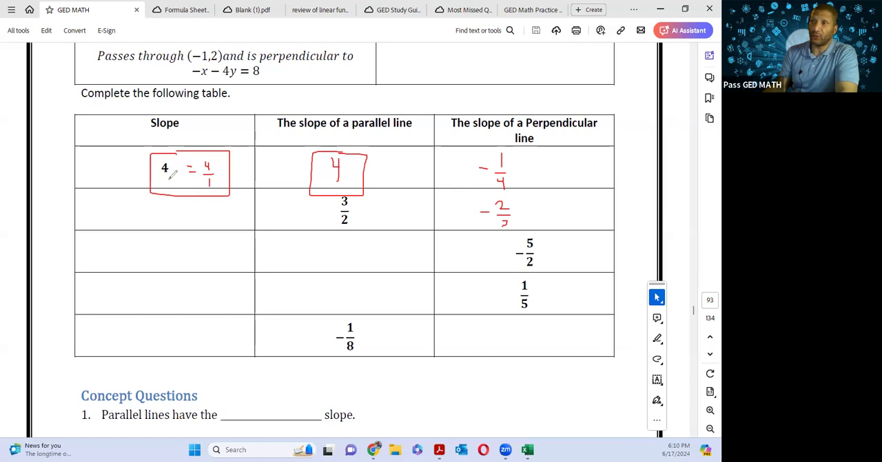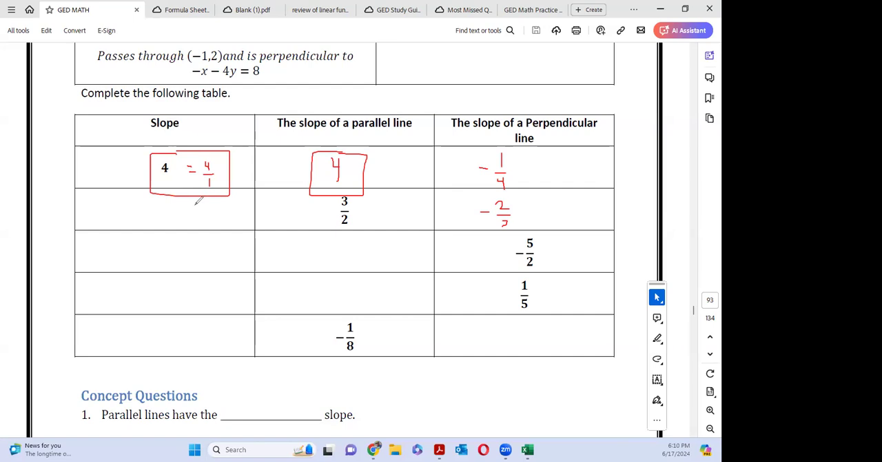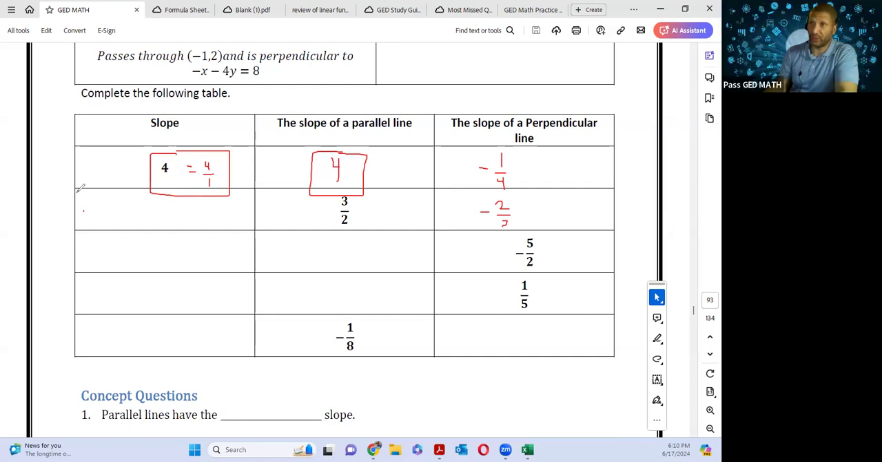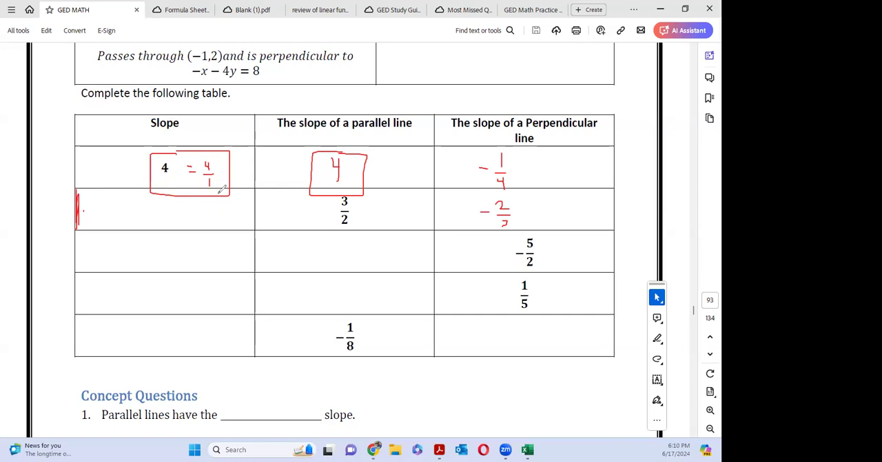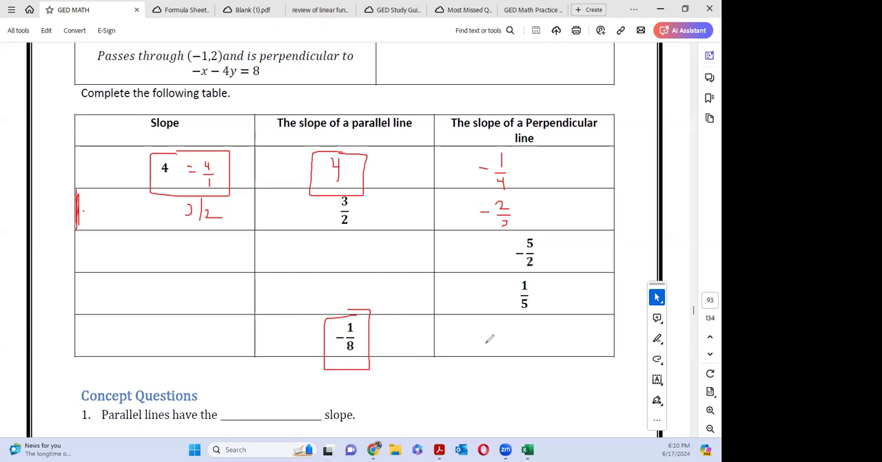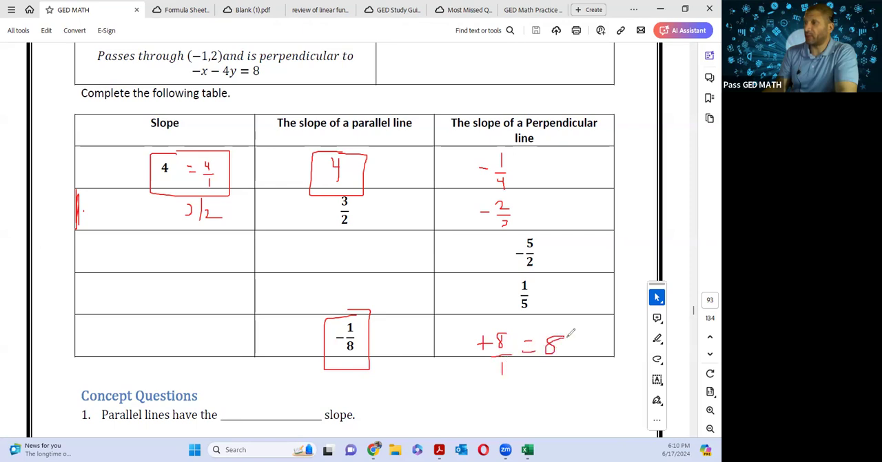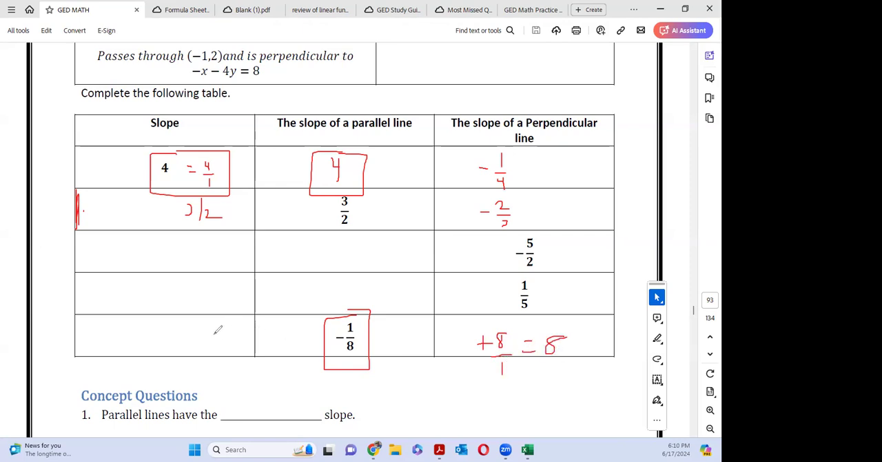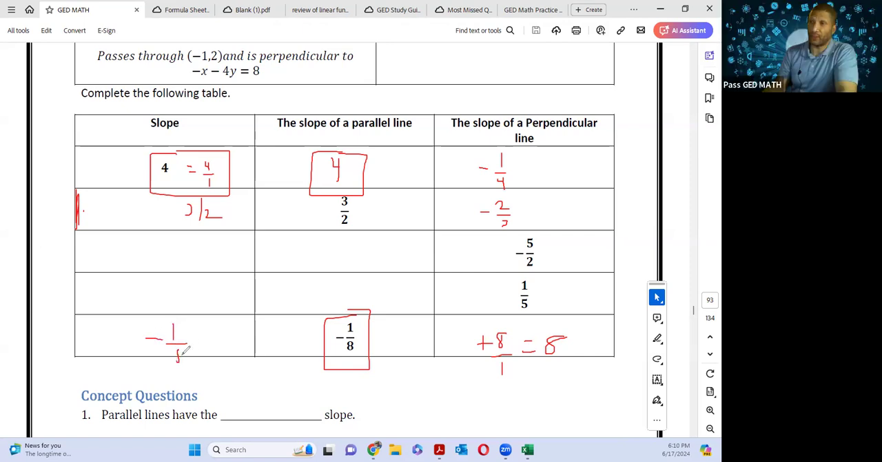How about the original line? What's the slope of the original line? No, this one here, the same one. You've got three columns. 3/2, 3 over 2. Now let's look at the last one. If the slope of a parallel line is negative 1/8, what's the slope of any perpendicular line? 8/1, 8 over 1, which is actually 8. And then this has the same, so parallel lines have the same slope.